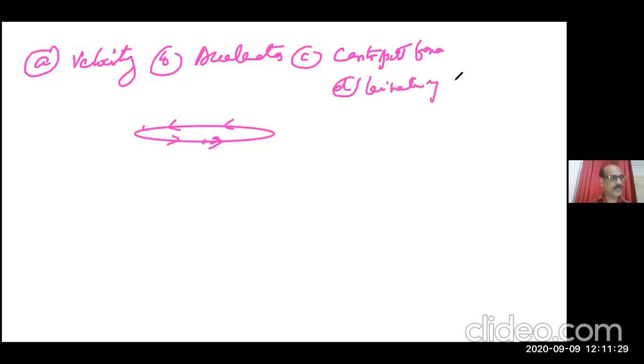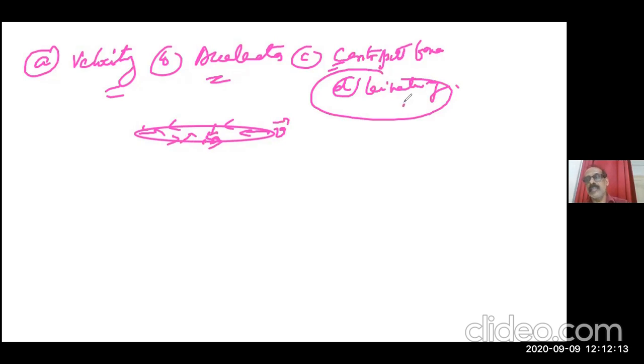Which remains constant? Acceleration? What about kinetic energy? Velocity, acceleration and centripetal force are all vectors, right? Yes, sir. So their magnitude will be the same, but direction keeps changing. Kinetic energy will not change because speed always remains constant, and it is a scalar. Direction is immaterial. So your answer is kinetic energy. Isn't it? Yes, sir.